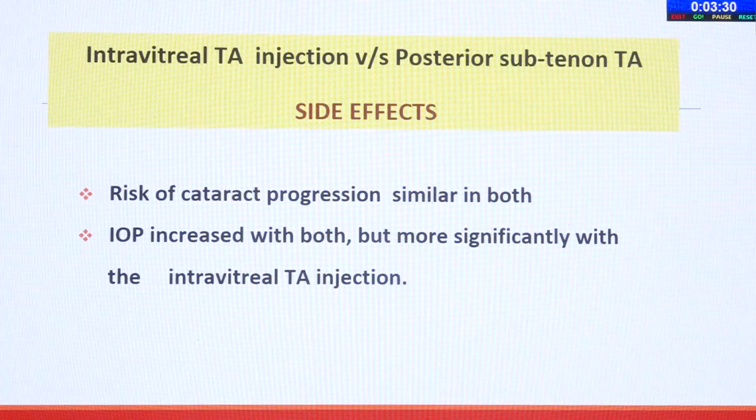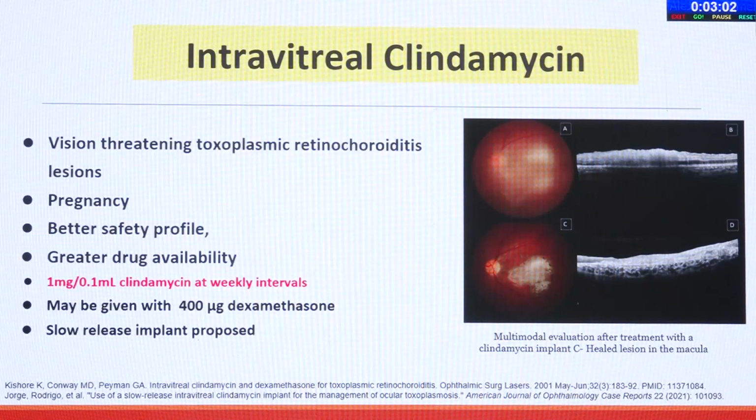So intravitreal triamcinolone acetonide is compared with the posterior subtenon injection. There is cataract progression, similar in both eyes, but what is very important is the IOP. IOP rise is more common with intravitreal triamcinolone acetonide. It's notorious for causing a rise of intraocular pressure, and you should be very careful. In a glaucomatous eye, you should not give intravitreal triamcinolone acetonide. I won't give it.